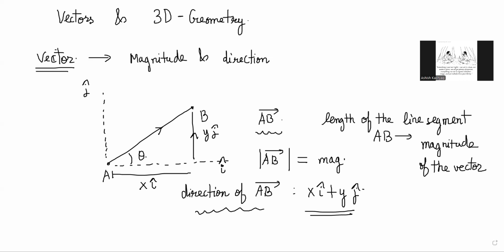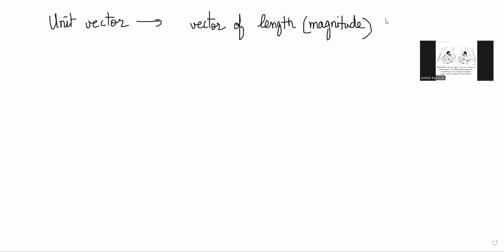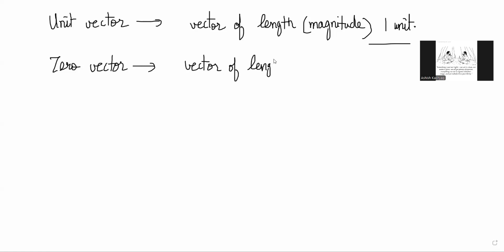Some basic things that you need to know are, for example, what is a unit vector? It's a vector of length or magnitude 1 unit. It can be in any direction, but it has to have magnitude 1. That is a unit vector. What is a zero vector? A zero vector is again a vector of length 0. So basically, if you try to write a zero vector, it has to have 0 in all three components, x, y, and z, right?